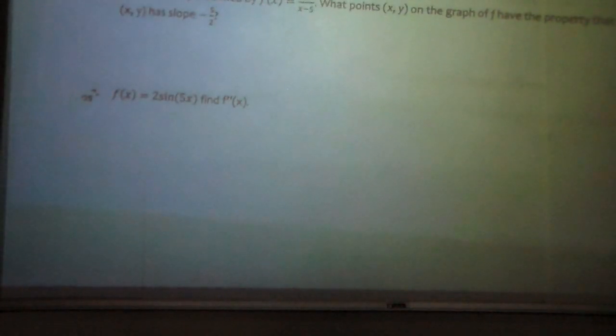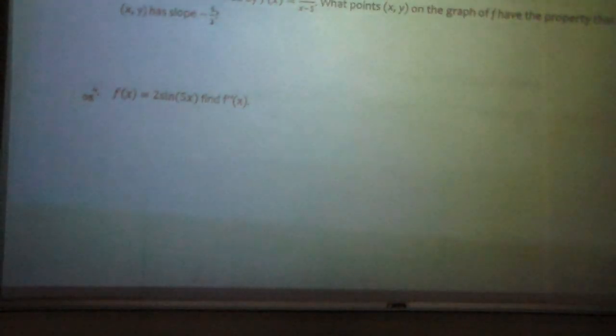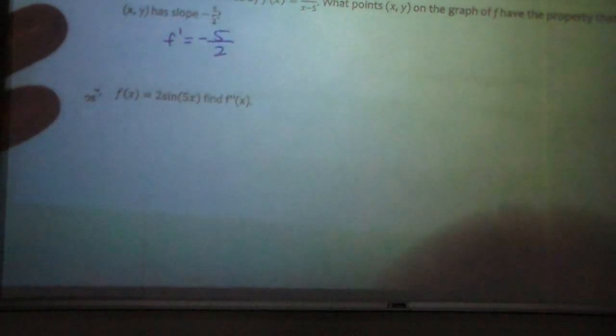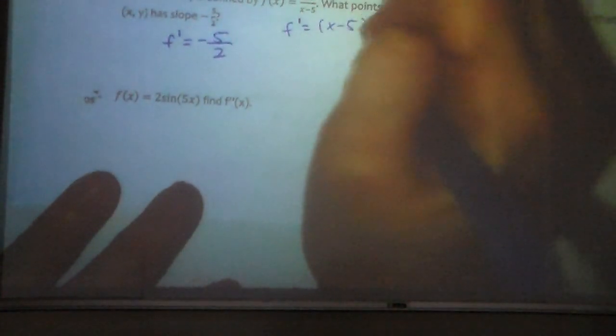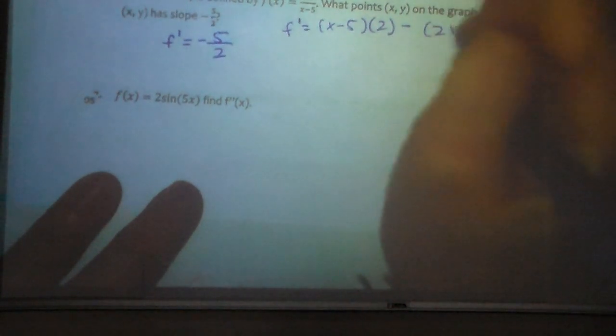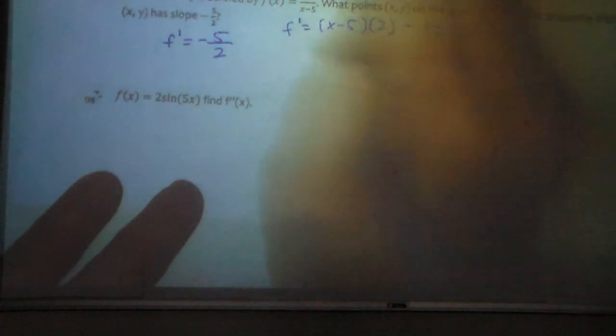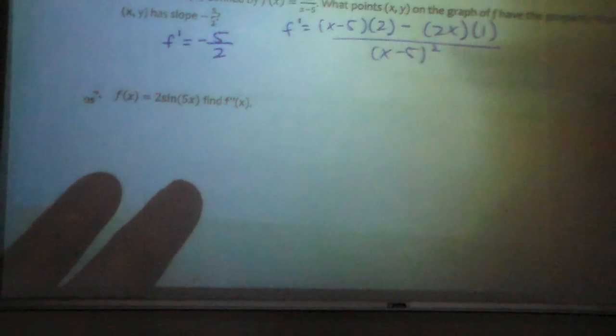Here, I want to know what points have the property that the line tangent to f has a slope of -5/2. So I'm saying, where does my slope equal this? Slope meaning derivative. So I want to set my derivative equal to -5/2 and see where that is true. So first I have to find my slope. This is going to be quotient rule. So low d high minus high d low, underneath the low squared goes.